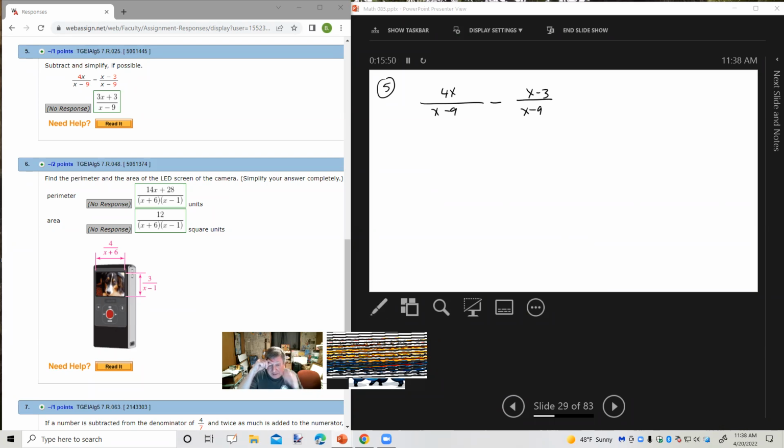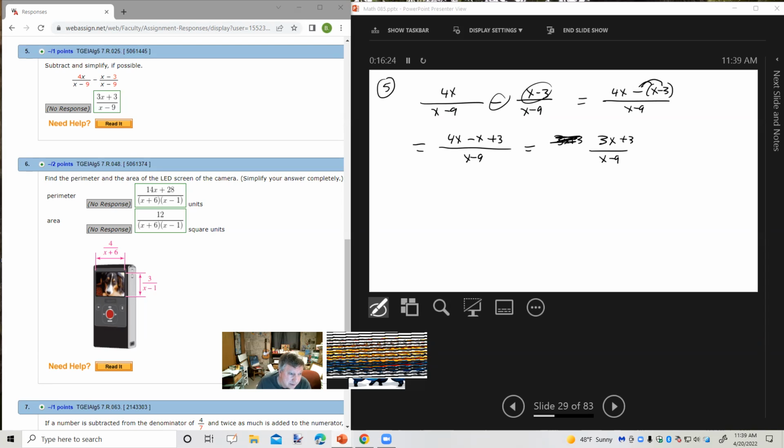Okay, so we're subtracting two fractions with the same denominator, so we're going to subtract the numerators. This is that thing I warned you about early on. Our numerator is going to be 4x minus the quantity x minus 3 over the denominator. Then we're going to distribute, so we're going to get 4x minus x, minus times minus is plus 3. So we're going to get 3x plus 3 over x minus 9.